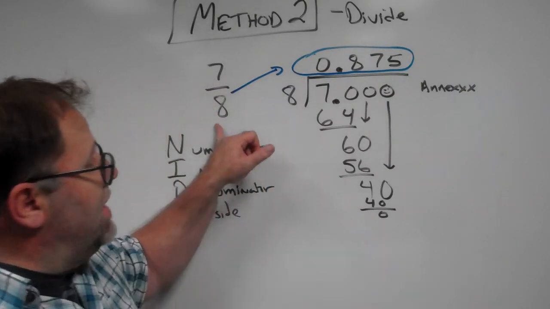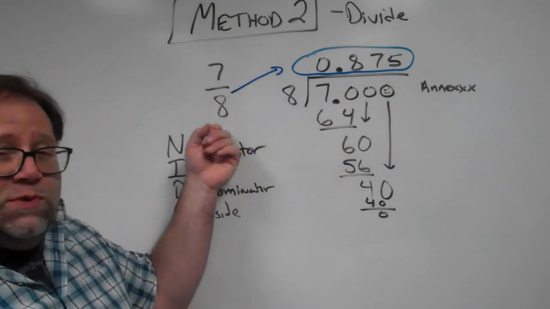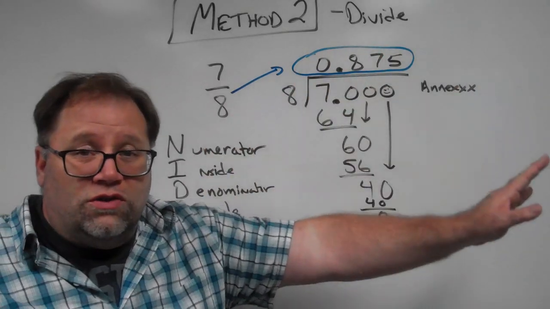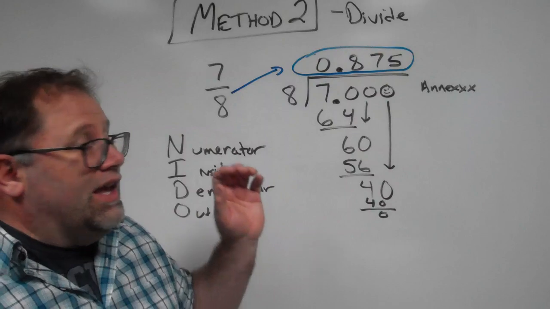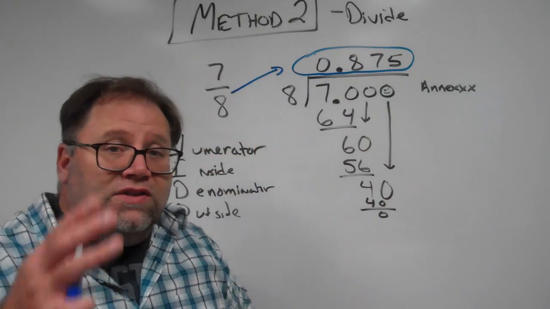Otherwise, get that denominator to a 10. Notice that we divided specifically with this one because we can't get that 8 to a 10 very well through multiplication. We can't get it to a 100. We can't get it to 1,000 very well. So, all right, let's do some practice. Good luck.